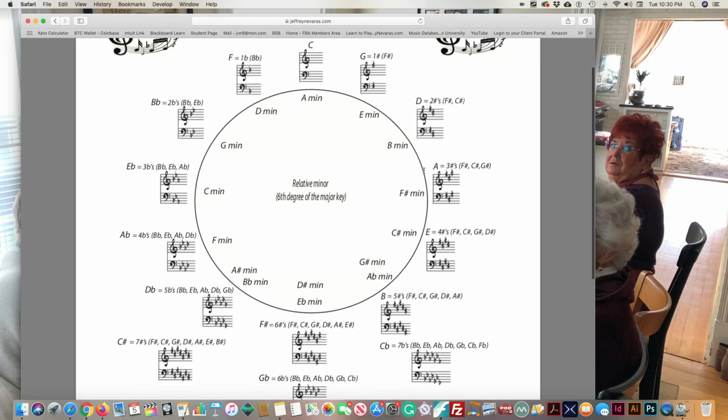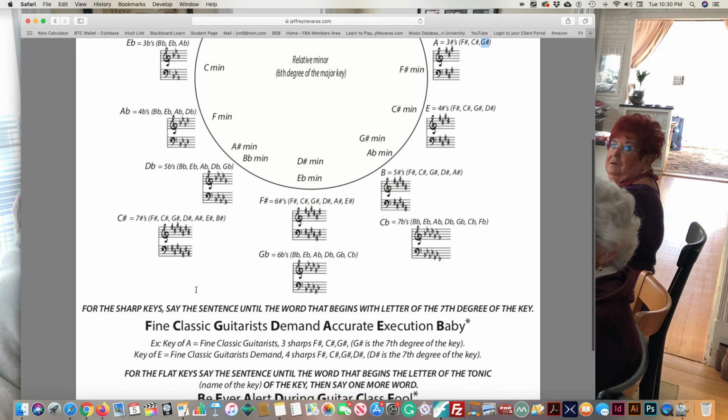So we have the key of A here. What note is the 7th degree of A? It's G sharp. So we come down here, Fine Classic Guitarists. All right, so there are the 3 notes that are sharp in the key of A.